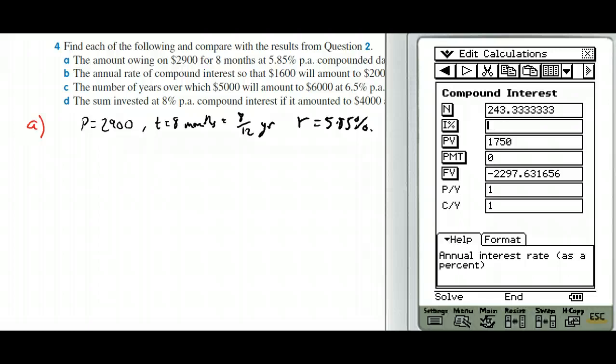Okay, our interest rate is 5.85%. The present value is 2,900, and the payment is 0. And the number of installment periods per year, we're compounding daily, so it's 365. And we want to calculate FV, so let's click on the FV button. We get $3,015.32.